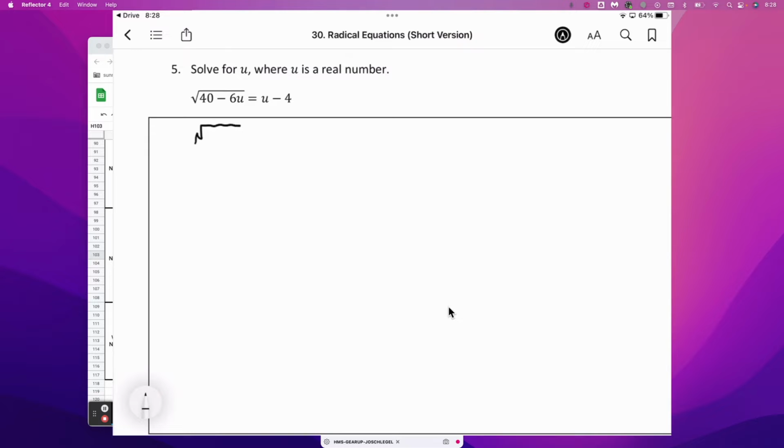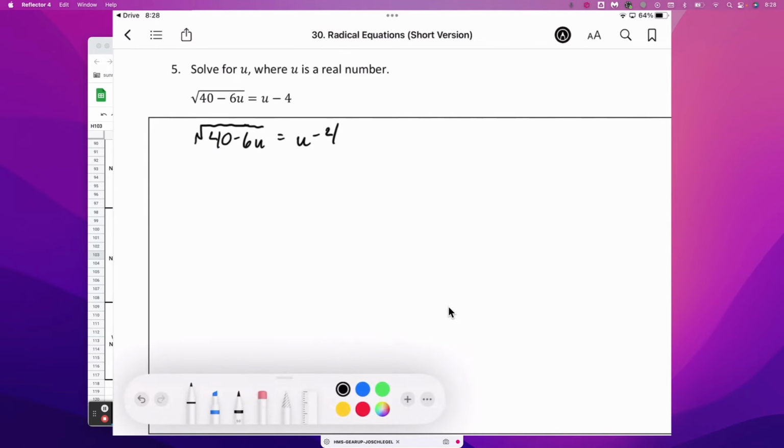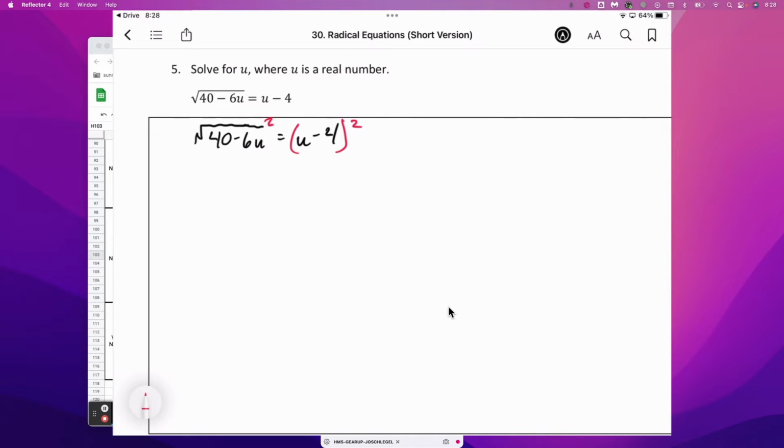We've got this square root of 40 minus 6u is equal to u minus 4. We see that we don't want that radical symbol, so we are going to square both sides. We've got to make sure we put the square symbol around both the u and the minus 4 there. So that's going to give us 40 minus 6u on the left. And on the right, we're going to have u minus 4 times u minus 4.